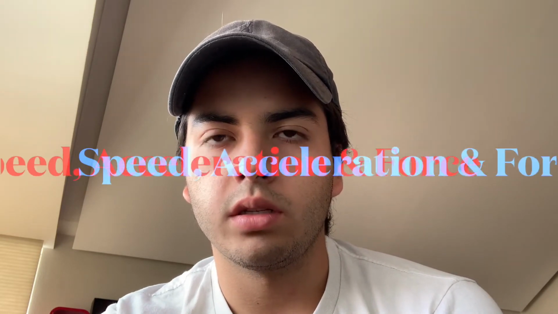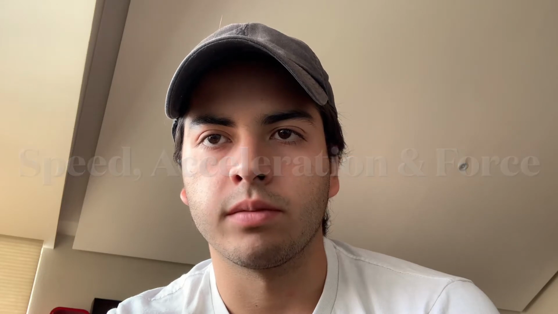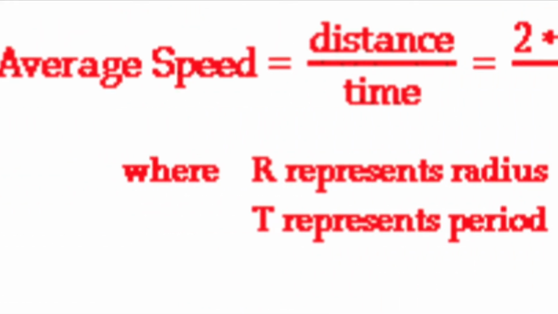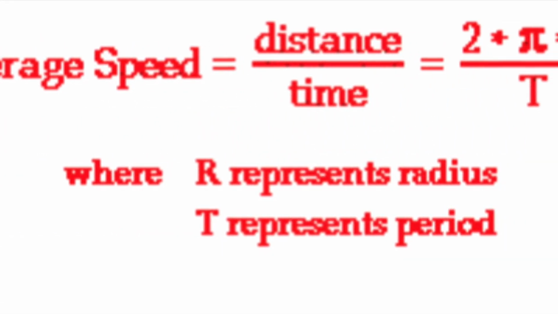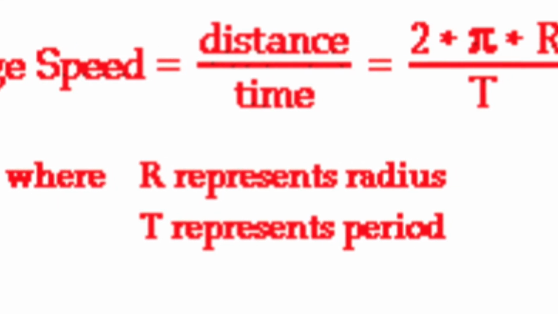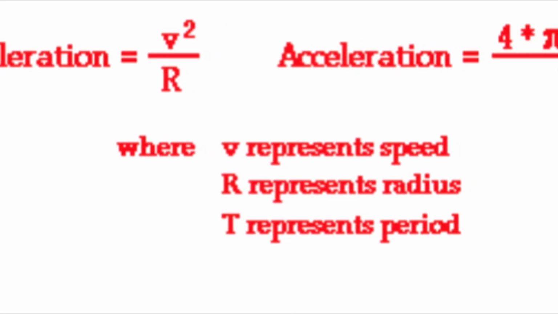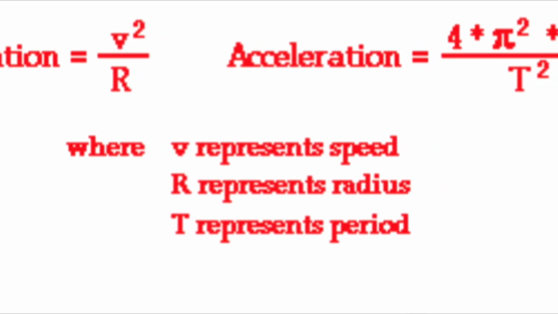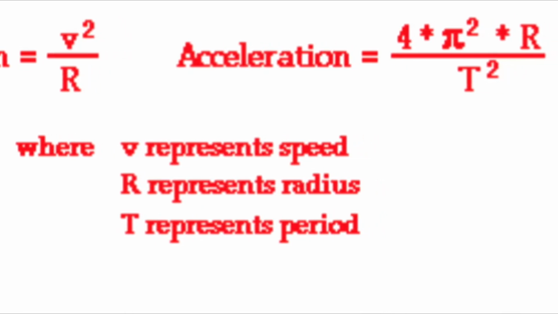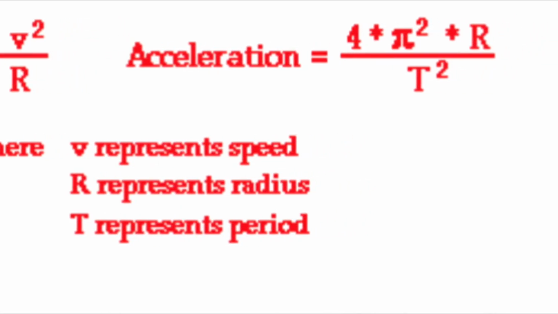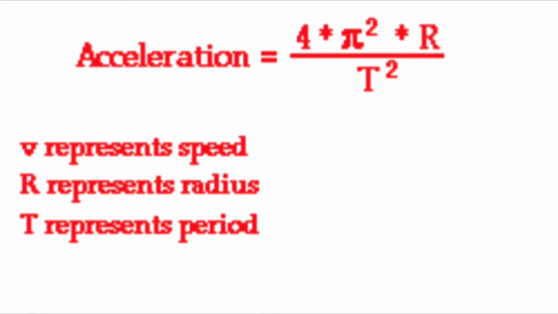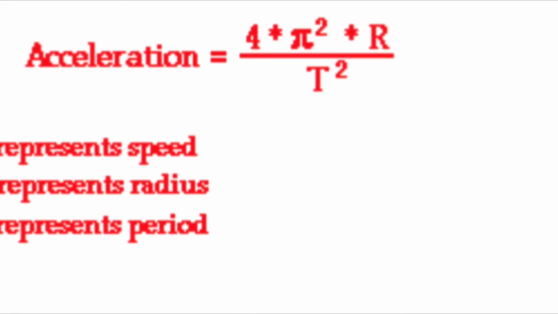There are three aspects that will be of our interest when we analyze circular motion. These three quantities are speed, acceleration, and force. The speed of an object moving in a circle is given by the following equation. Average speed equals distance over time equals 2 times pi times radius over time. While the acceleration of an object moving in a circle can be determined by these two formulas. Acceleration equals speed squared over radius. Acceleration equals 4 times pi squared times radius over time squared.